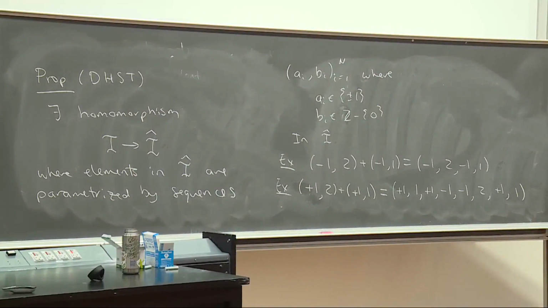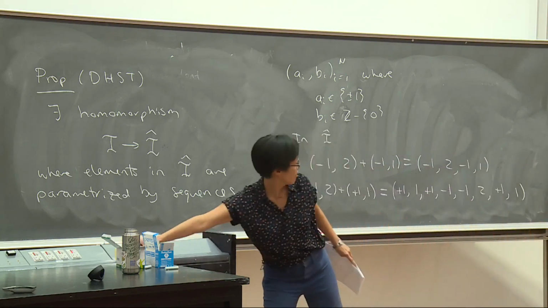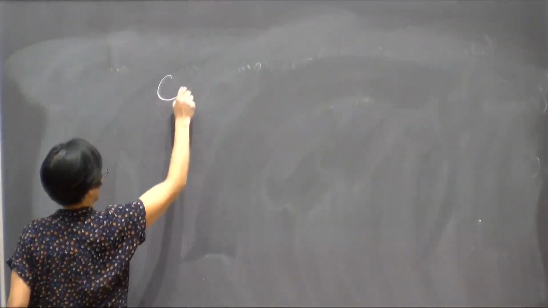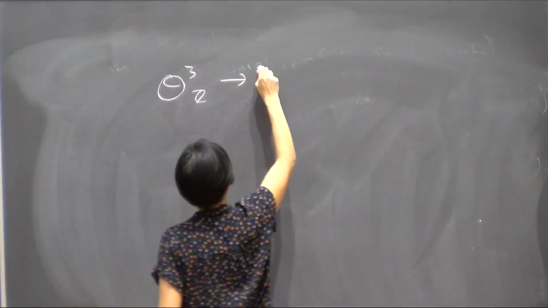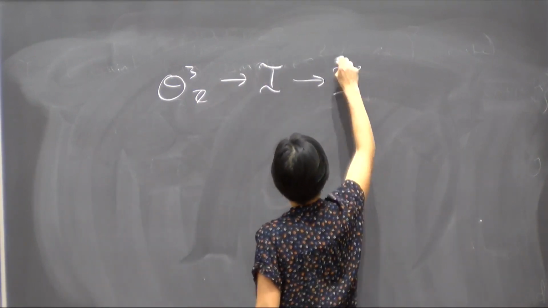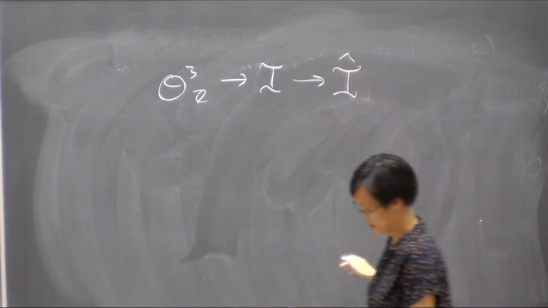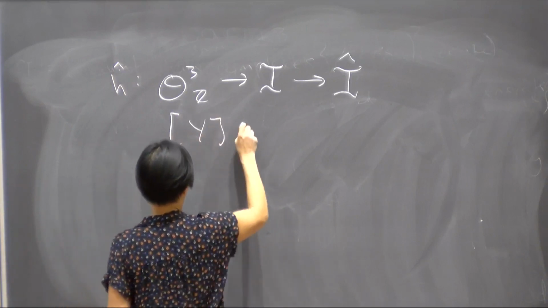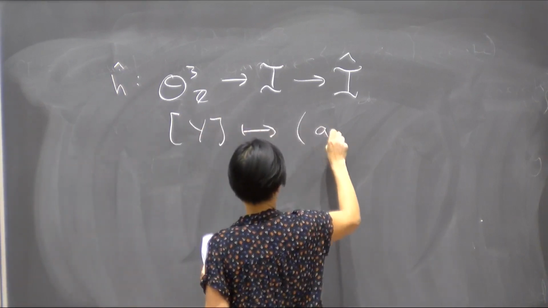Great. Okay, so our goal is to try to use this group to understand the homology cobordism group. What have we done so far? We have the homology cobordism group. We have this map to this group I that was hard to understand, but then we have this map to this group I hat, where elements are sequences. So we have a recipe for taking a three-manifold and getting out some sequence.